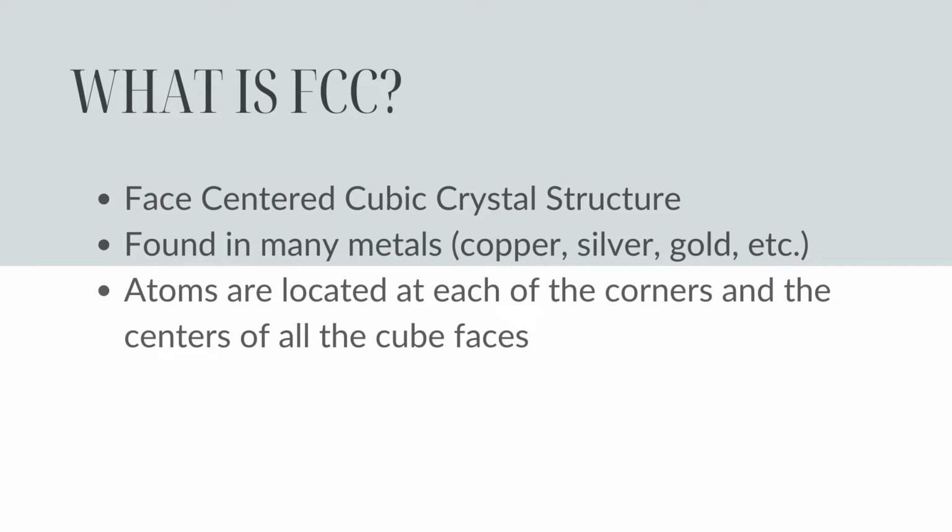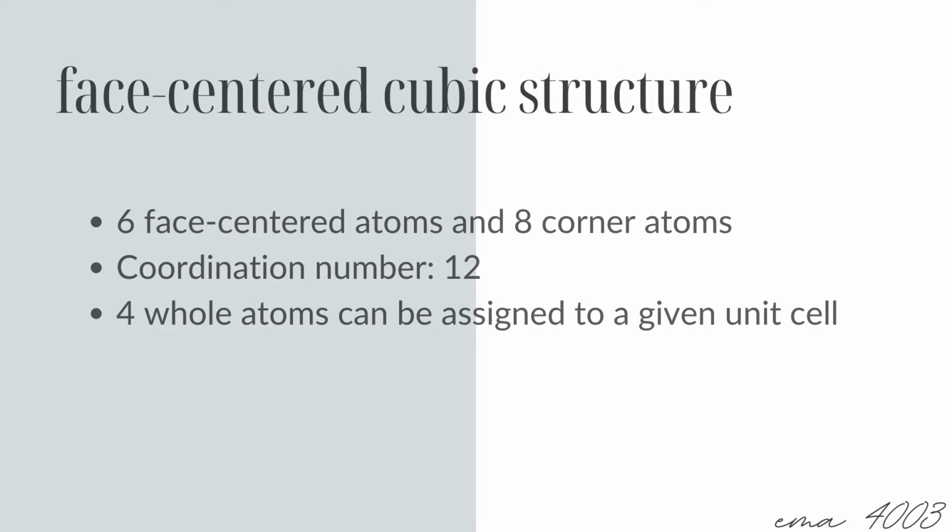And the face-centered cubic crystal structure is found in many metals, with atoms located at each of the corners and the centers of all the cube faces. Some of the metals that have this structure are copper, aluminum, silver, gold, etc. In an FCC structure, there are 8 corner atoms and 6 face center atoms. In other words, there are 4 whole atoms that can be assigned to a given unit cell.